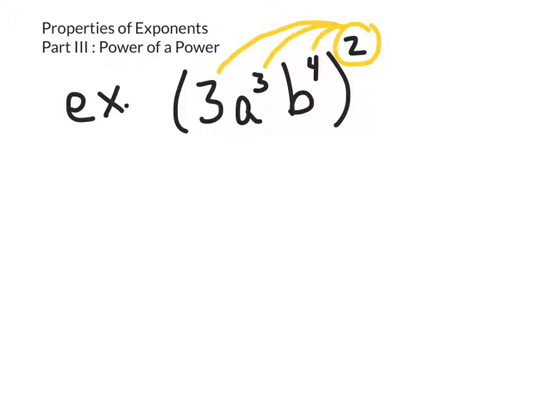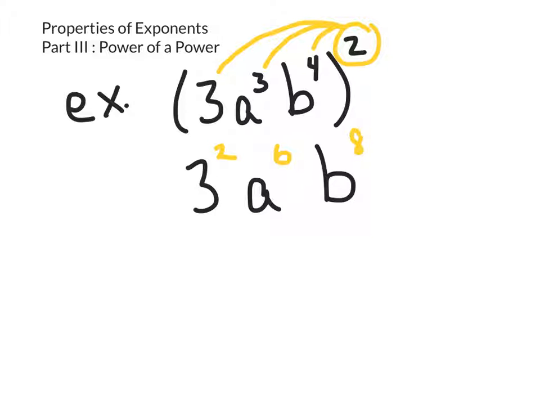And so now this is going to become 3 to the second power. We are next going to have a to the 6th power. And then we're also going to have b to the 8th power. I'm just using this rule of power of a power in which I'm going to multiply the exponents. Don't forget that that 3 actually begins with an exponent of 1. We don't write that down, but we do need to make sure that we remember this.